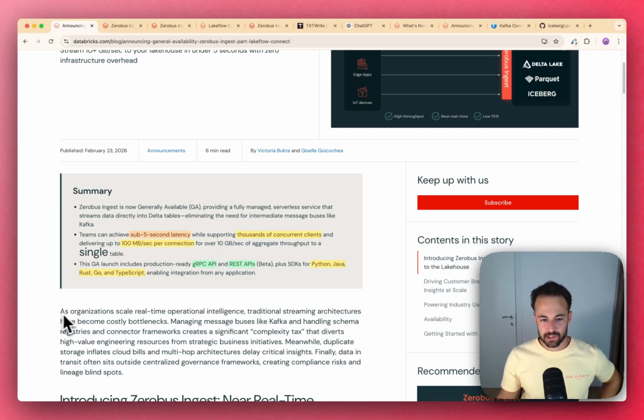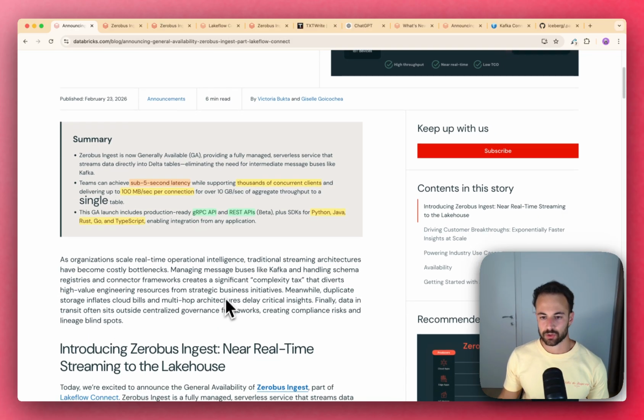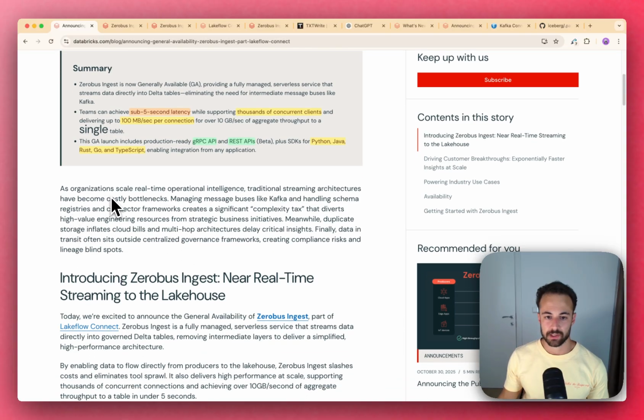So as organizations scale real-time operational intelligence, traditional streaming architectures have become costly bottlenecks. Managing message buses like Kafka and handling schema registries and connector frameworks creates a significant complexity tax that diverts high-value engineering resources from strategic business initiatives. Meanwhile, duplicate storage inflates cloud bills and multi-hop architectures delay critical insights. Finally, data in transit often sits outside centralized governance frameworks, creating compliance risks and lineage blind spots.